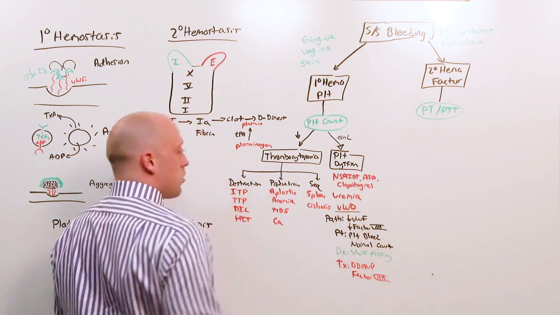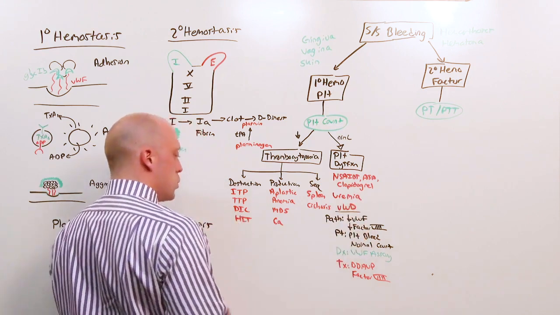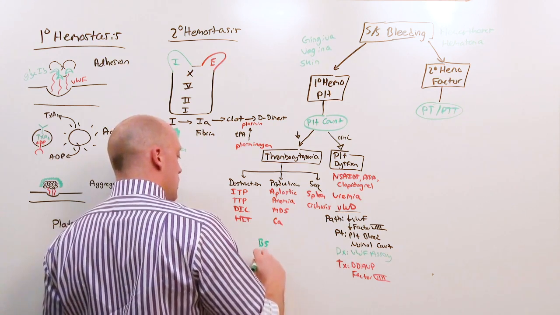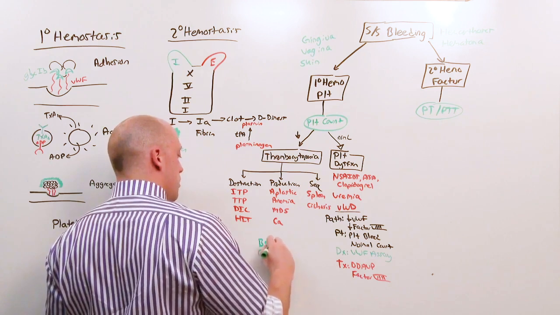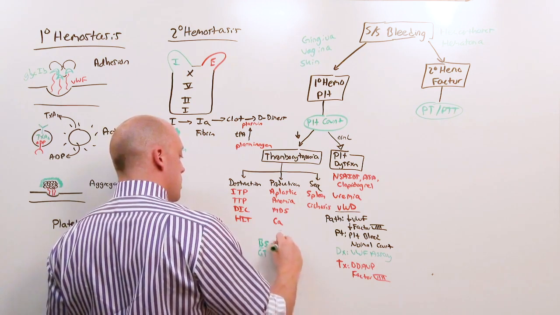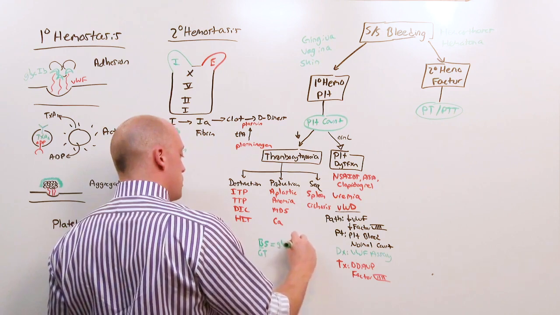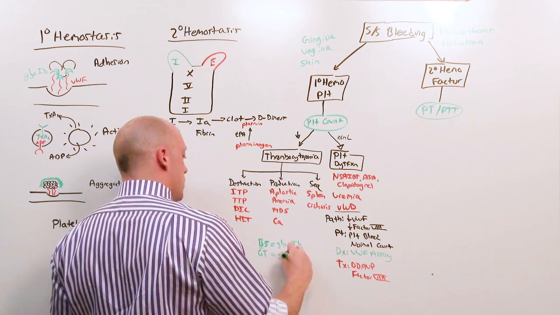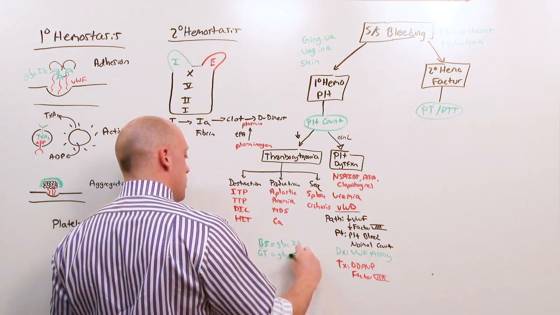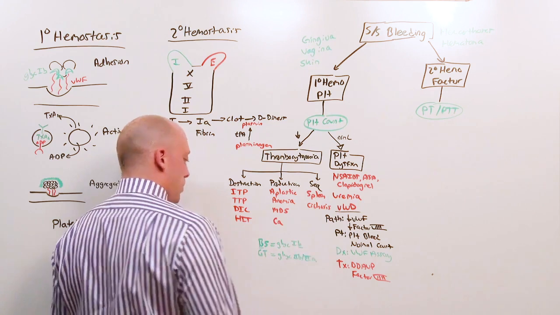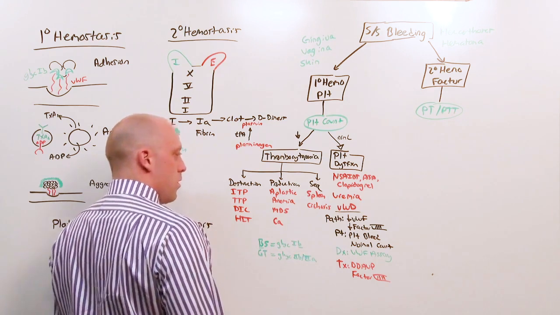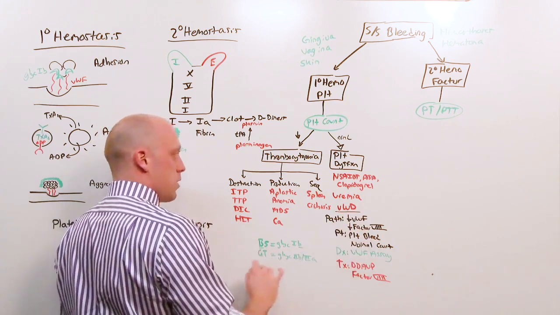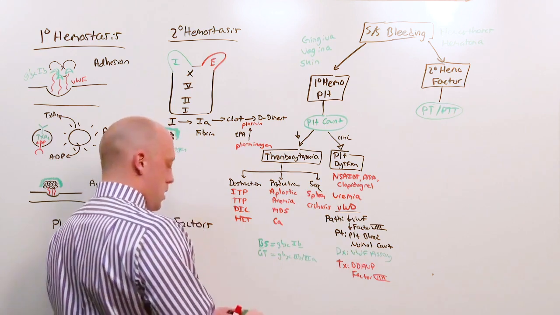In the same category as von Willebrand's disease, though they're super rare, are Bernard-Soulier and Glanzmann's thrombasthenia. Bernard-Soulier has 1B, so there's a problem with glycoprotein 1B. Glanzmann's thrombasthenia is the other one. That's glycoprotein 2B3A. Pay attention to von Willebrand's disease. Just know that Bernard-Soulier and Glanzmann's thrombasthenia exist.